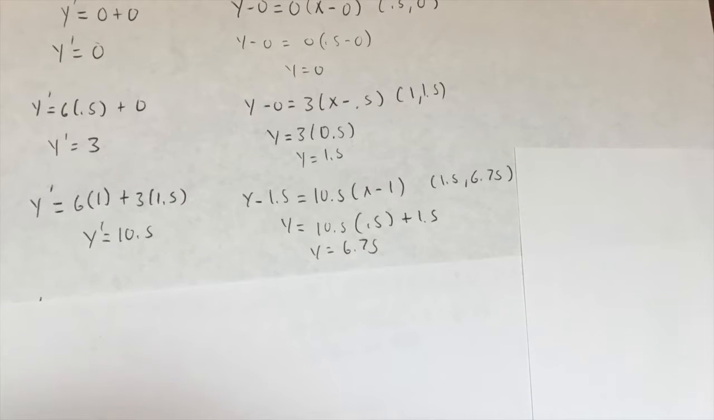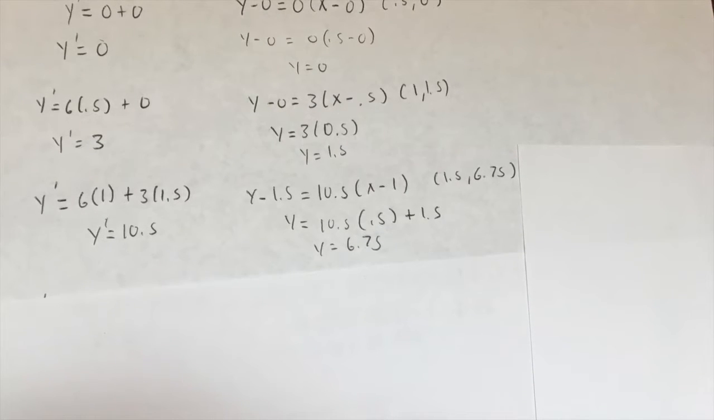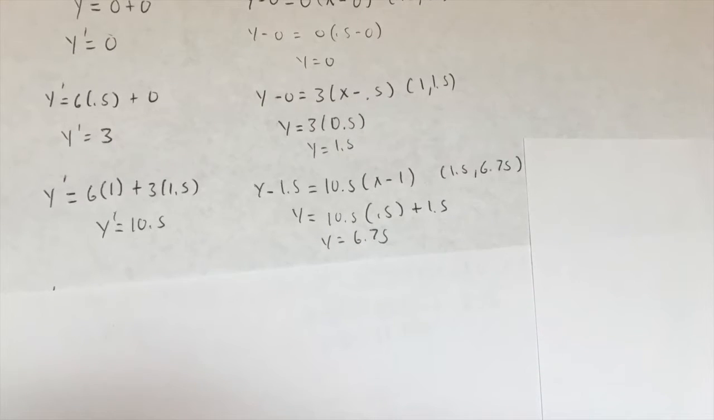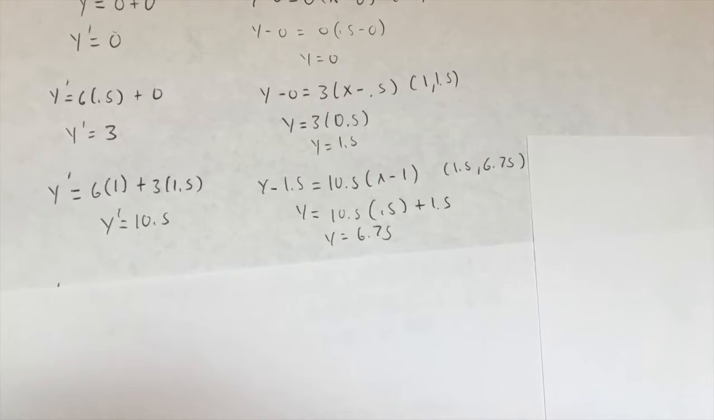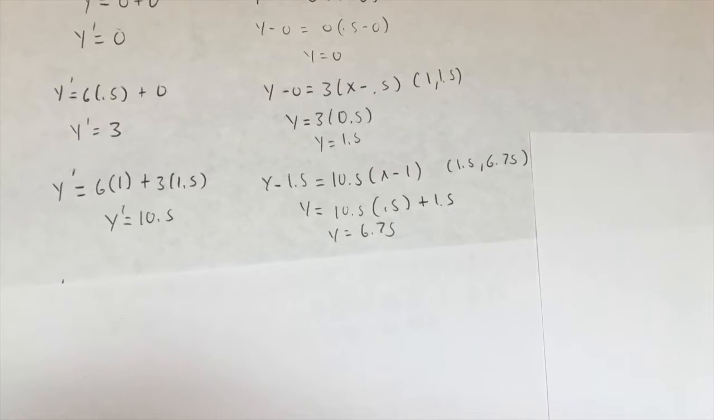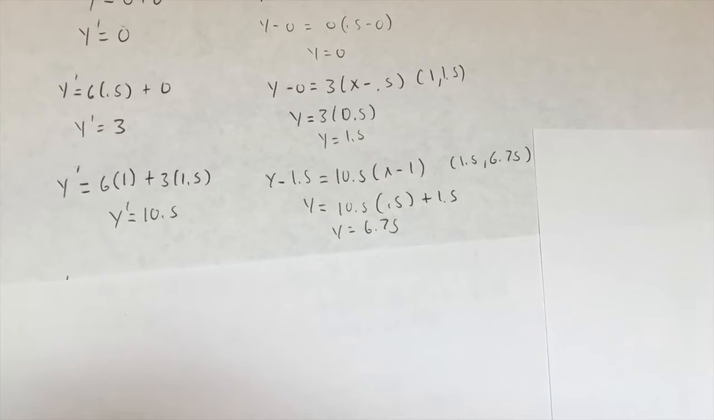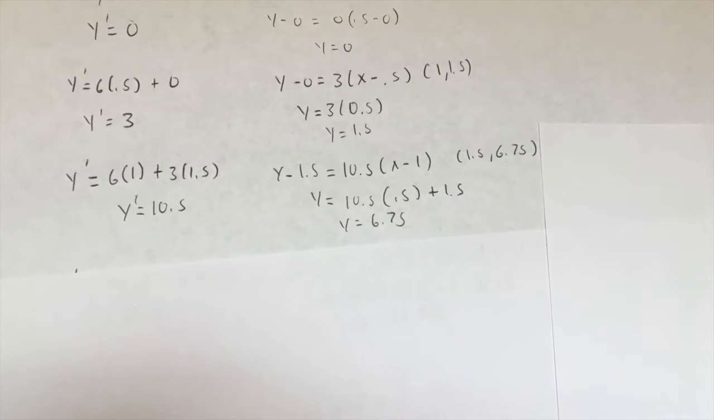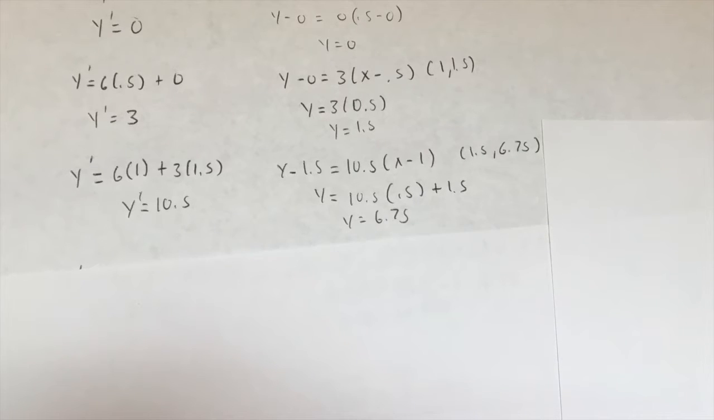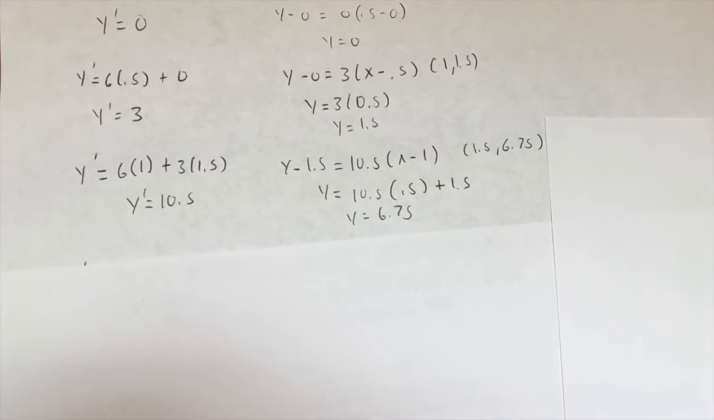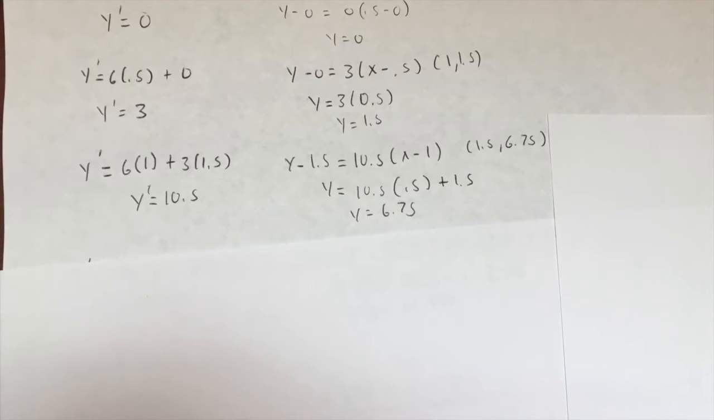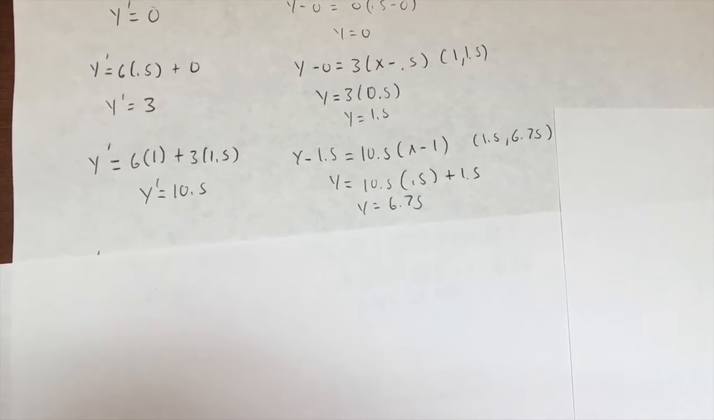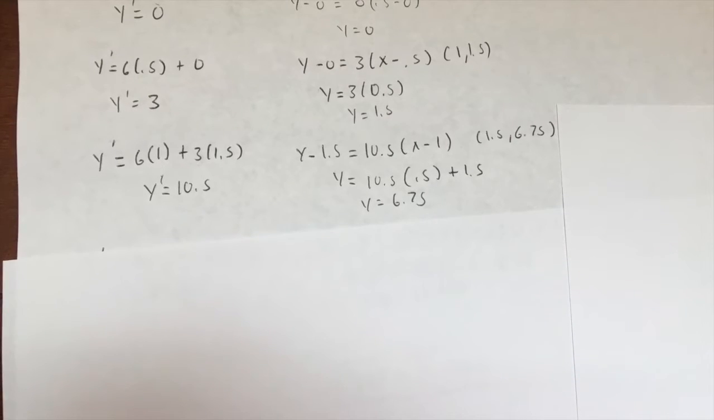Now we're on to the third step. Again, we need to find the next slope. So, we'll plug 1, 1.5 into the equation again. So, 6 times 1 plus 3 times 1.5 is going to equal 10.5. That's our new slope. Then we plug it back into our new point slope form, which is y minus 1.5 equals 10.5 times x minus 1. Now, our next step is going to be another 0.5 above 1.5. So, now we have y equals 10.5 times 0.5 plus 1.5. And now our y is equal to 6.75.